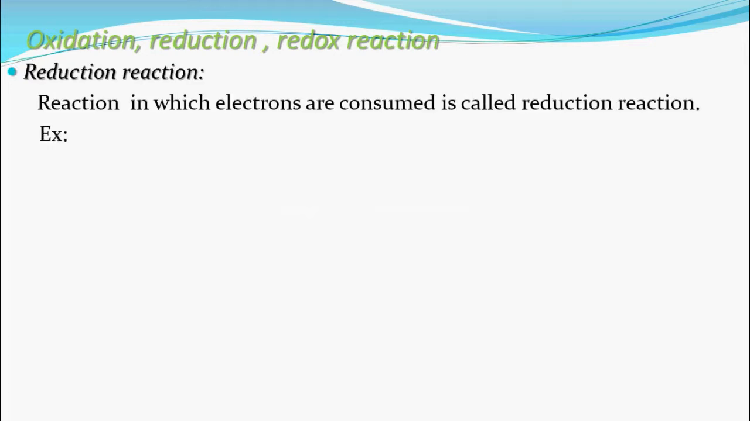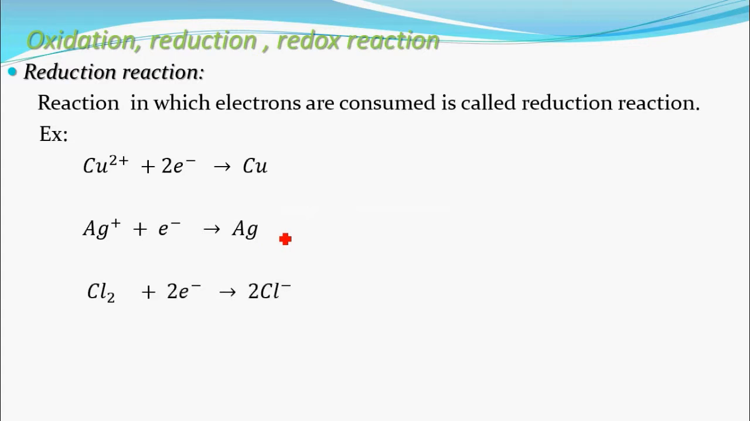Now see one more example: Ag+ will consume 1 electron to give you the Ag element. Here also it has one positive charge, so it wants 1 electron and will consume 1 electron. This is a reduction reaction. Cl2 will take 2 electrons to give 2 Cl- ions, so it also wants 2 electrons, consuming 2 electrons. This is a reduction reaction.